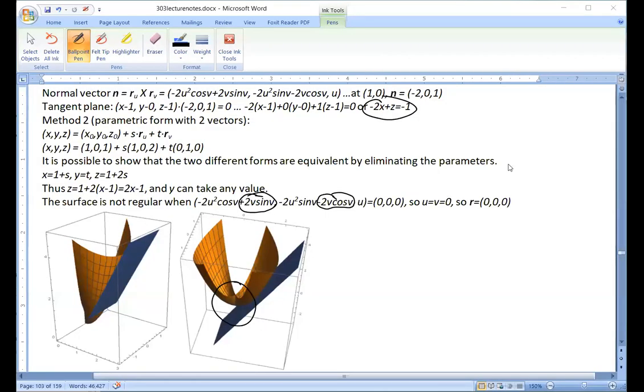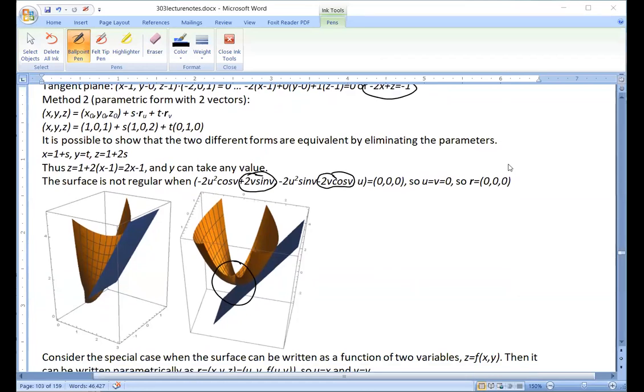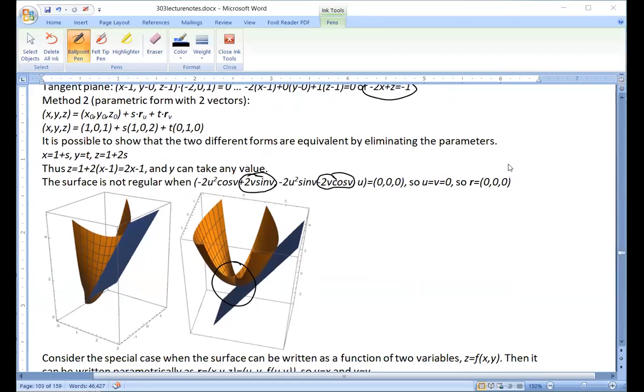Next, we are going to consider our special case. So what if our surface is a function of two variables? In other words, standard coordinates z equals f of x, y. But we want to think about things parametrically. So how would we write something like that parametrically?